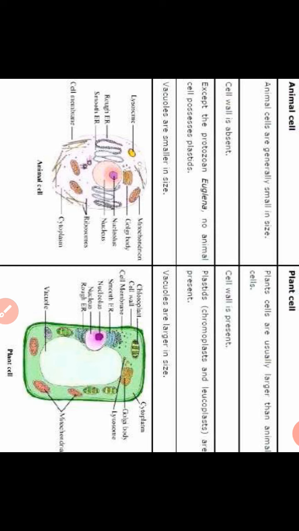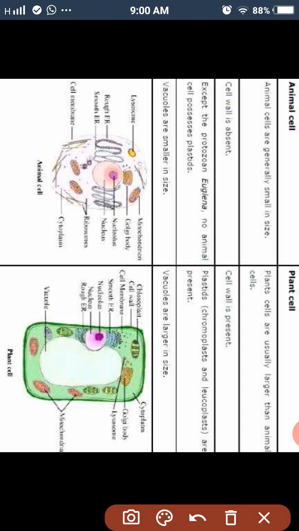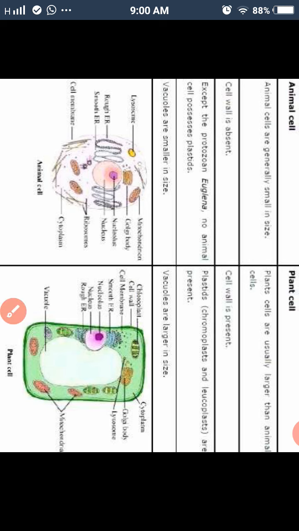Next, the cell wall is absent in the animal cell. In the animal cell, the outermost covering is the cell membrane. In the plant cell, the cell wall is present, and it is the outermost covering. It is present outside of the cell membrane. You can see in the diagram, the cell wall is present in the plant cell, but it is absent in the animal cell. So this is the major difference between animal cell and plant cell: animal cell without cell wall and plant cell having cell wall.